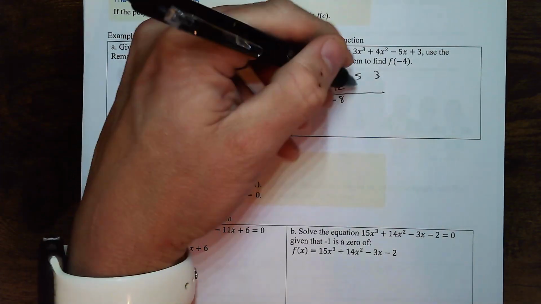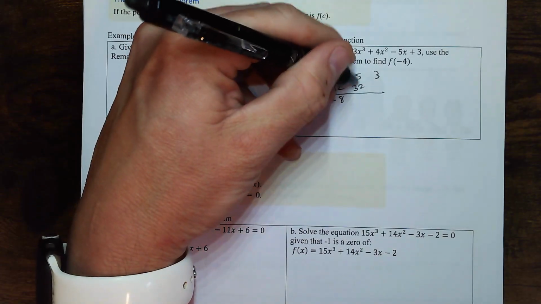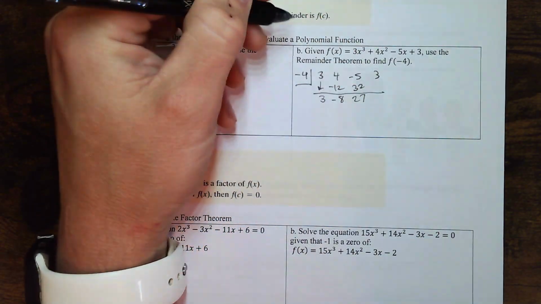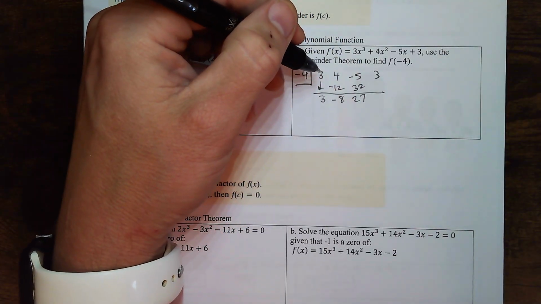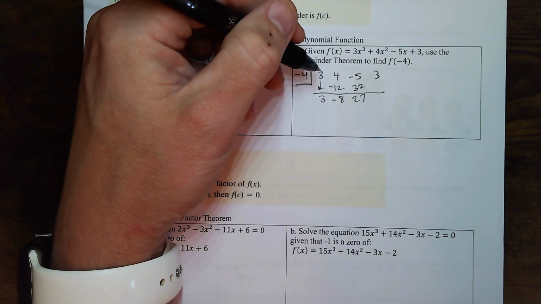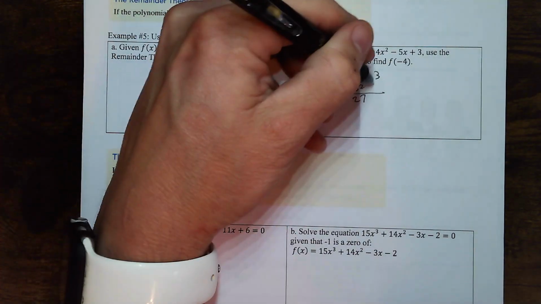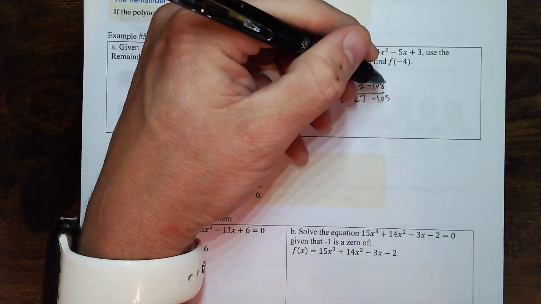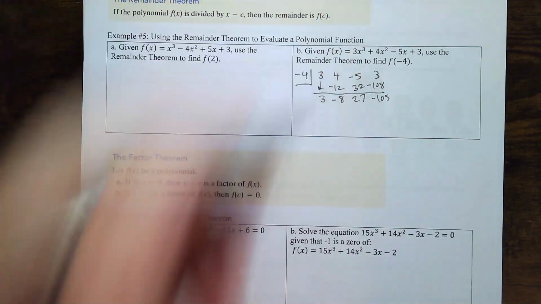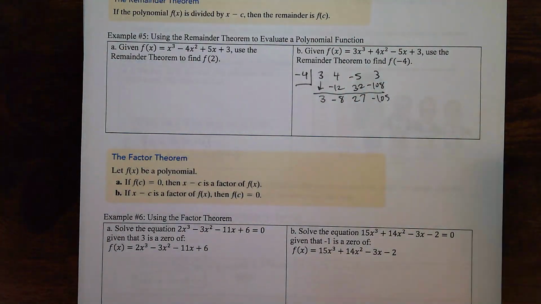Multiply -4 times -8, 32. Add, that gives me 27. 27 times -4, that would be -108. Okay. 3 plus -108 is 105. Now, what am I doing here?